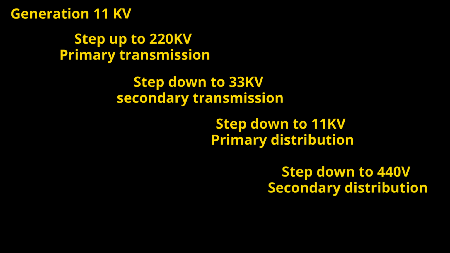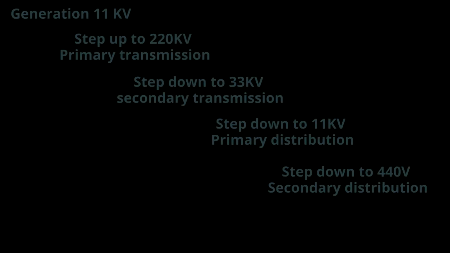And next, the 11 kilovolts is further stepped down to 440 volts, where depending upon the consumer requirement, the 3-phase 440 volts or single-phase 220 volts is supplied. And this overall distribution of power will be seen from distribution substations. This is a short video lecture of single line diagram of power system.